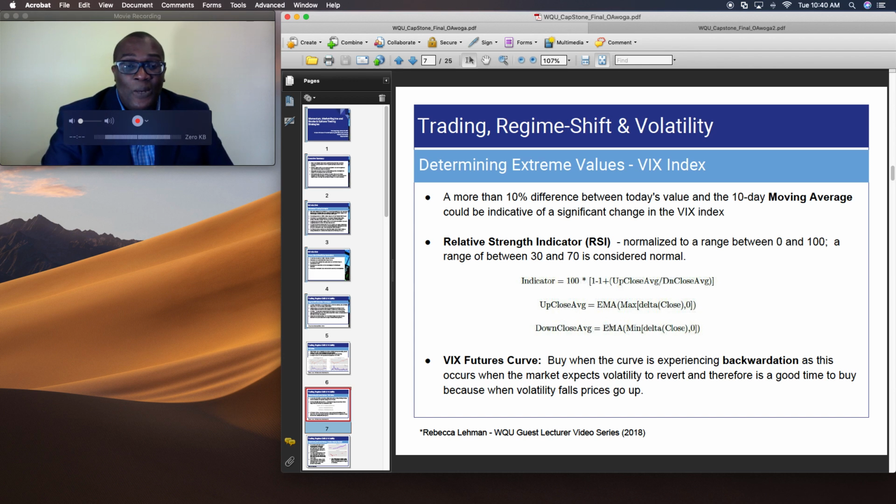Another methodology that one can use to detect extreme values is the VIX futures curve, because when the curve is experiencing backwardation, the market expects volatility to revert, and therefore is a good time to buy because prices will eventually go up.